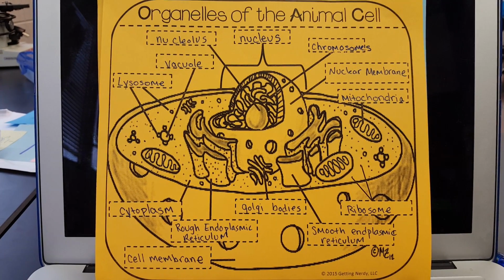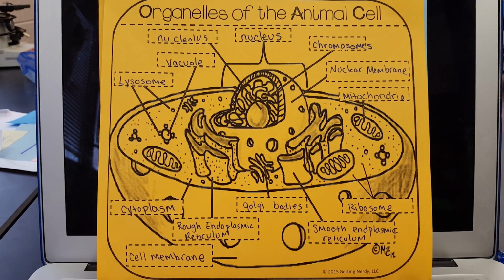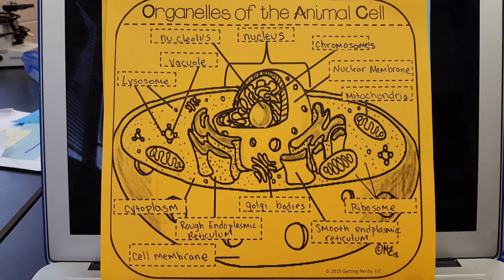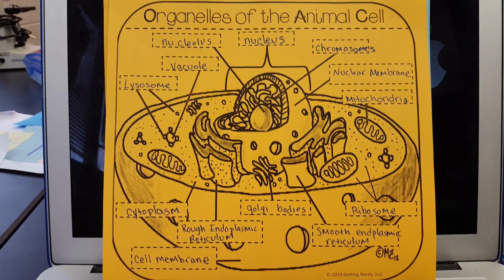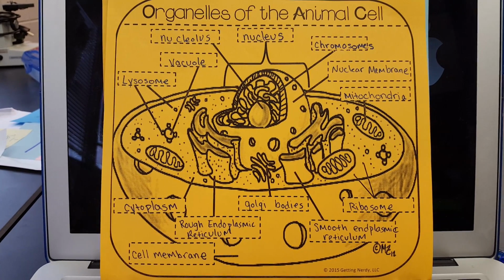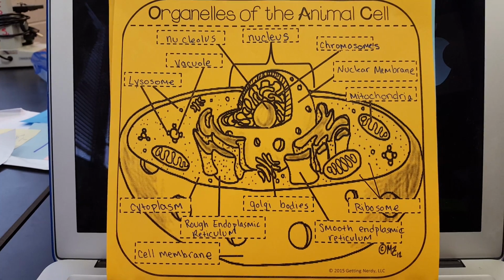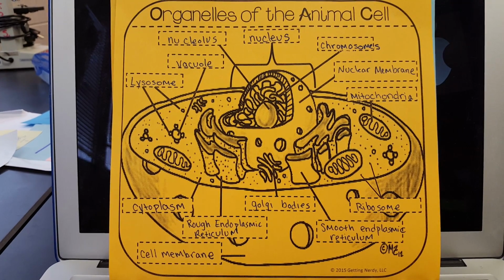This video is to go through the different organelles in the plant and animal cells. Feel free at any point to stop this or pause it so that you can make corrections to anything that you've done or even to add some detail. So these are the organelles of the animal cell. You can go right ahead and check.